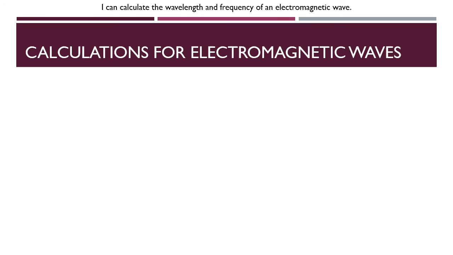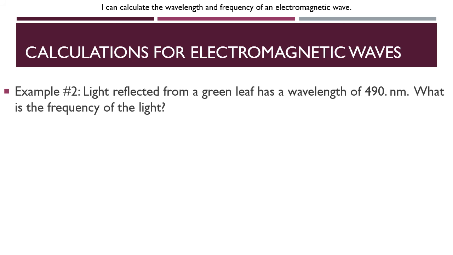All right, going to the next example problem. And again, notice on your note sheet, this is already written there, so you just need to follow along and jot down the solution. So example 2. Light reflected from a green leaf has a wavelength of 490 nanometers. What is the frequency of the light?